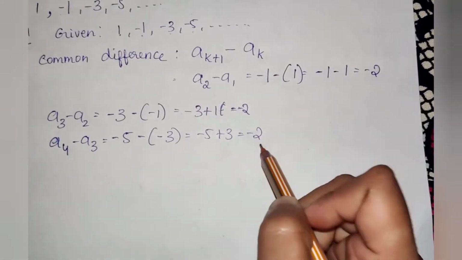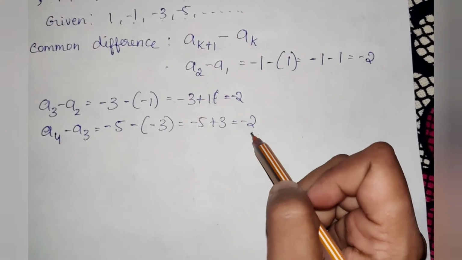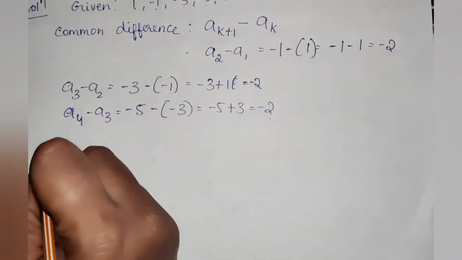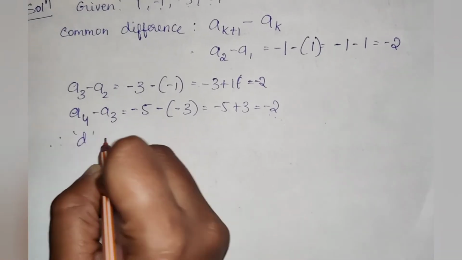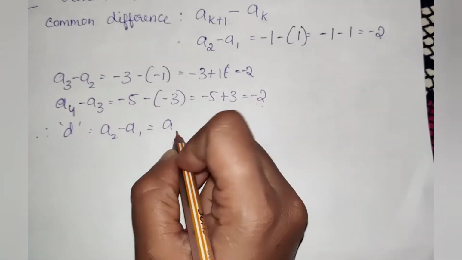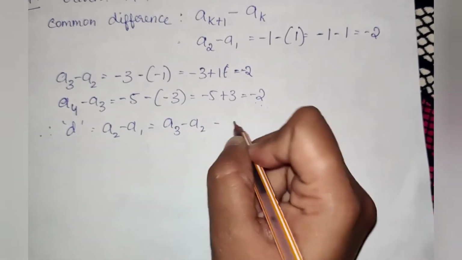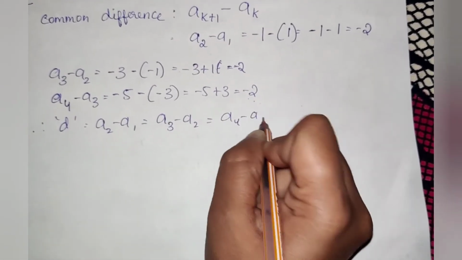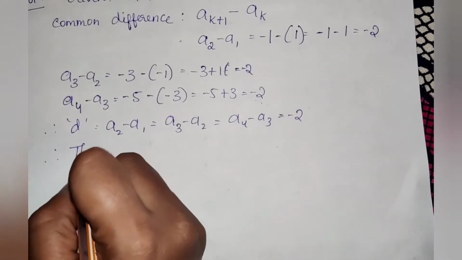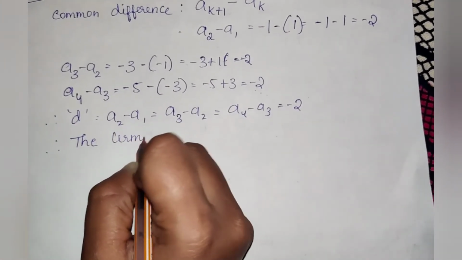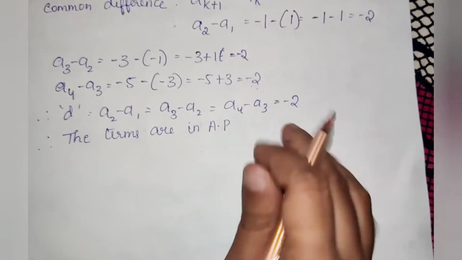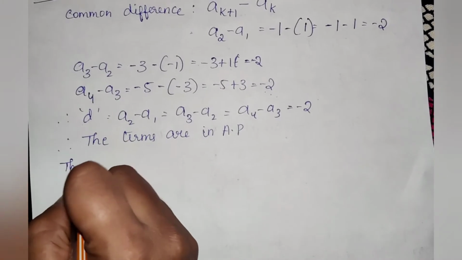So we have got the common difference in all the three scenarios as minus 2. Therefore the terms are in AP. Therefore D, that is equal to A2 minus A1 is equal to A3 minus A2, that is equal to A4 minus A3, that is equal to minus 2. Therefore the terms are in AP.